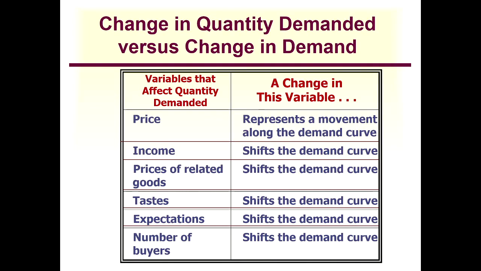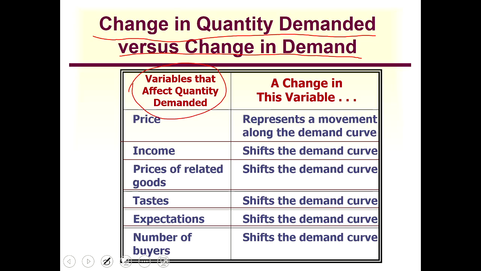And finally, in the case of demand, we will review the demand curve through this table. All right, so here we are going to discuss the change in quantity demanded versus change in demand. On the left, we have variables that affect quantity demanded, and on the right side, we have a change in this variable. So for example, in the case of price, as we discussed before, it represents a movement along the demand curve. It will not shift the curve, but will lead to movement along the curve.